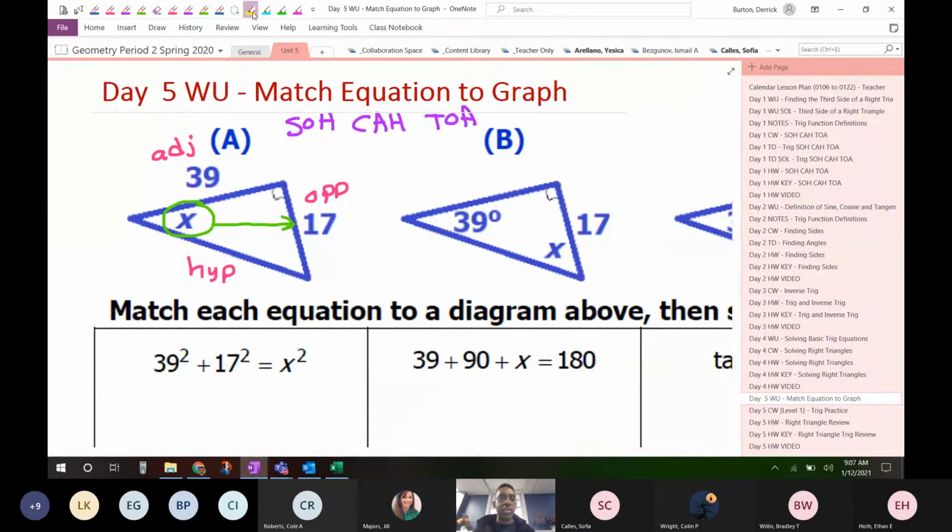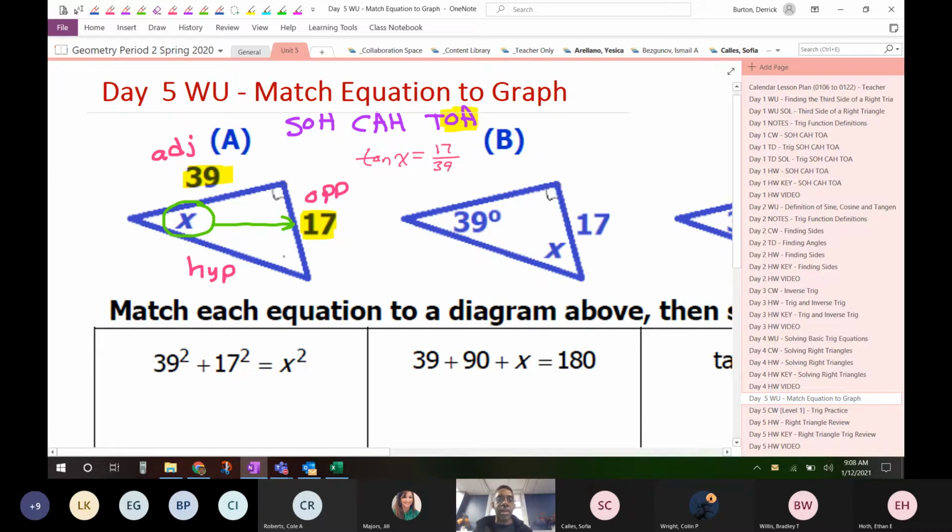We look at the sides that we're dealing with. We've got the 39 and the 17. That's opposite and adjacent. Here's opposite and adjacent. That is the tangent function. So in order to set up this equation, we would say tangent of x is equal to opposite over adjacent. So that would be 17 over 39.